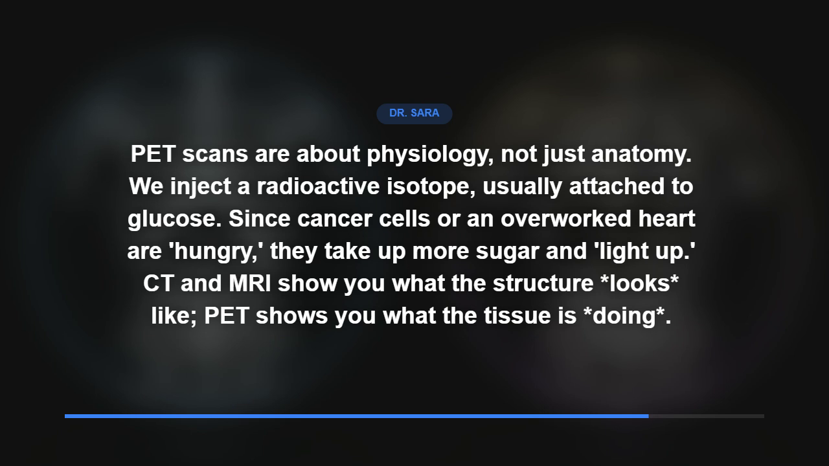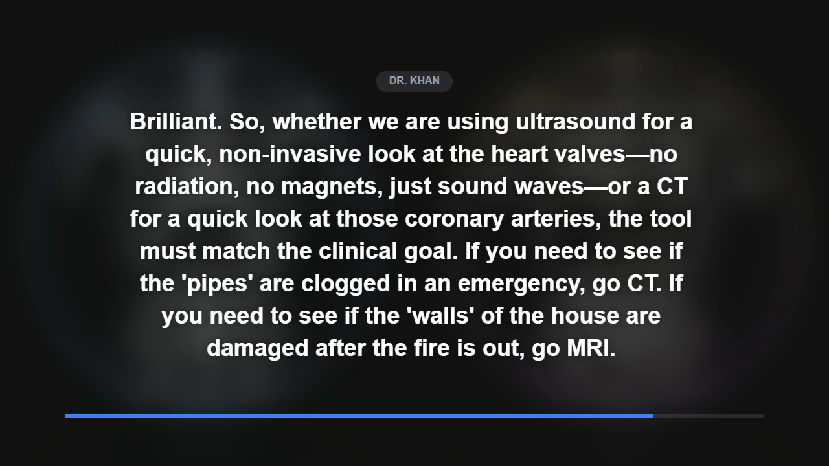CT and MRI show you what the structure looks like. PET shows you what the tissue is doing. Brilliant. So whether we are using ultrasound for a quick non-invasive look at the heart valves, no radiation, no magnets, just sound waves, or a CT for a quick look at those coronary arteries, the tool must match the clinical goal. If you need to see if the pipes are clogged in an emergency, go CT. If you need to see if the walls of the house are damaged after the fire is out, go MRI.